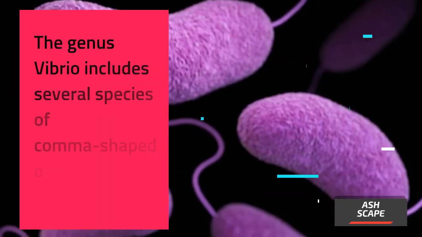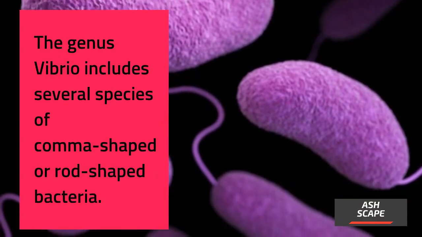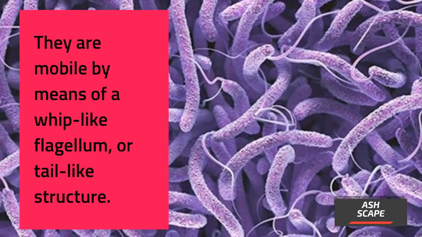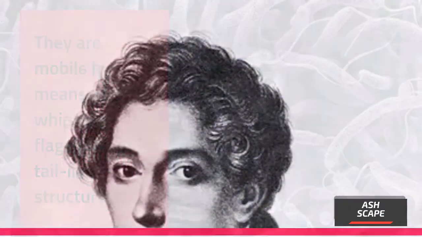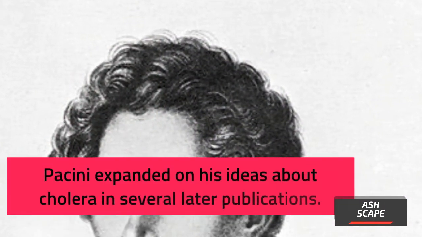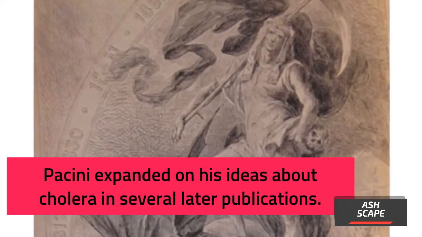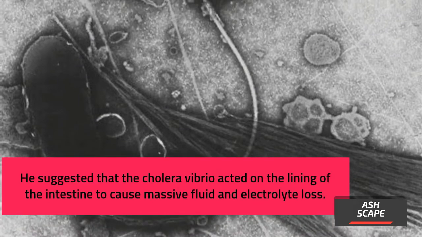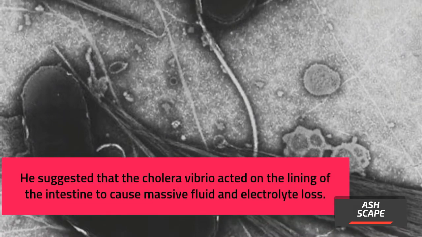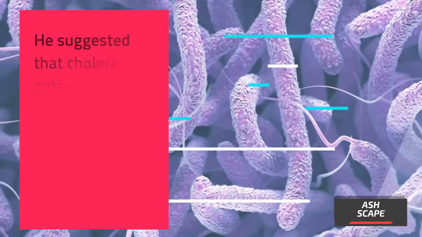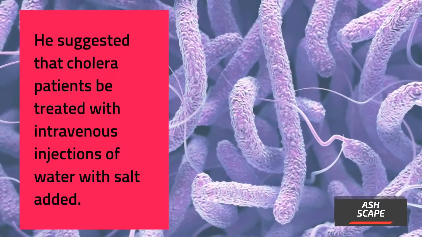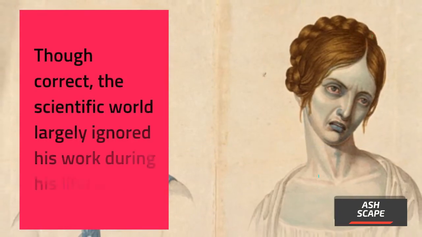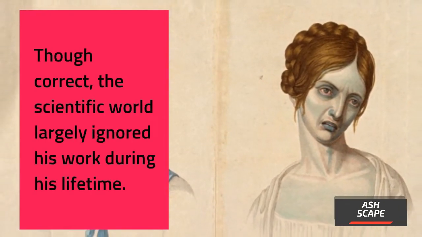The genus Vibrio includes several species of comma-shaped or rod-shaped bacteria. They are mobile by means of a whip-like flagellum, or tail-like structure. Pacini expanded on his ideas about cholera in several later publications. He suggested that the cholera vibrio acted on the lining of the intestine to cause massive fluid and electrolyte loss. He suggested that cholera patients be treated with intravenous injections of water with salt added. Though correct, the scientific world largely ignored his work during his lifetime.